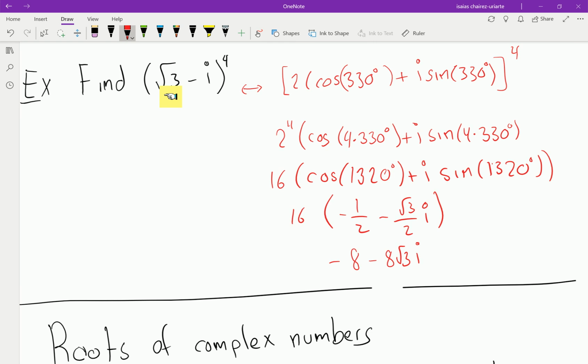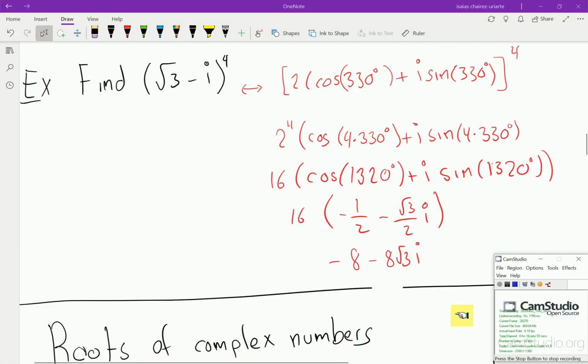Okay, so I am going to stop this video, this first part, at this point. In the next part, that's where we'll be taking roots of complex numbers. So for this first part, we were raising a complex number to a power. In the next video, in the next part, we'll take the roots of complex numbers. Okay, thank you, and I'll see you in the next video.